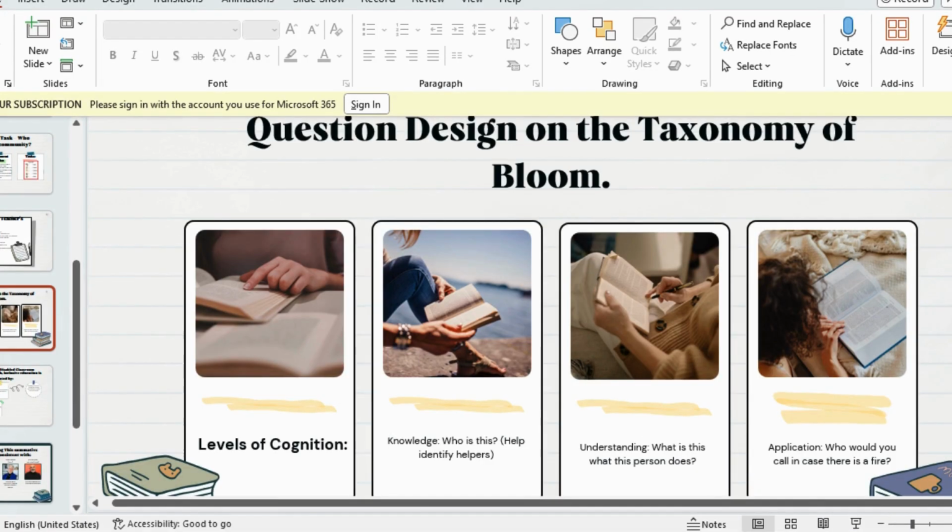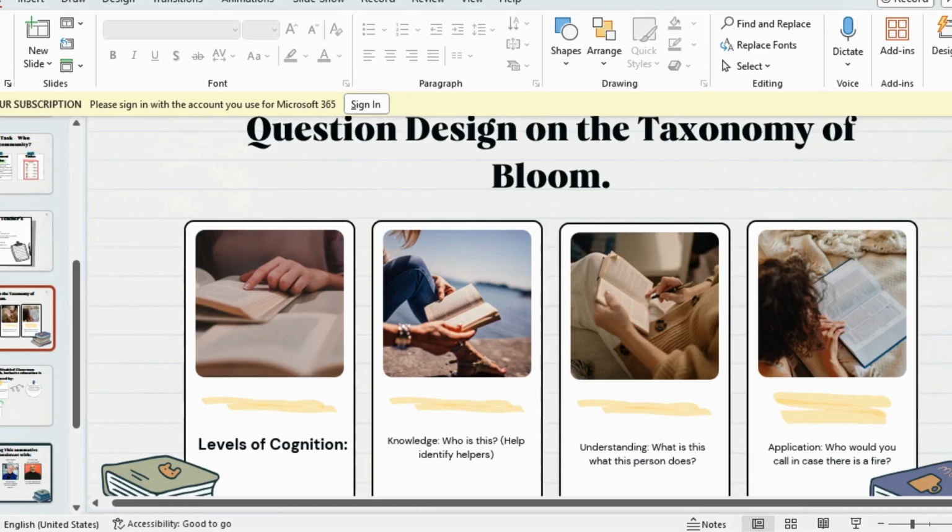Now we have question design on the taxonomy of Bloom. There are levels of cognition: knowledge, who is this, help identify helpers; understanding, what is this, what this person does; application, who would you call in case there is a fire.